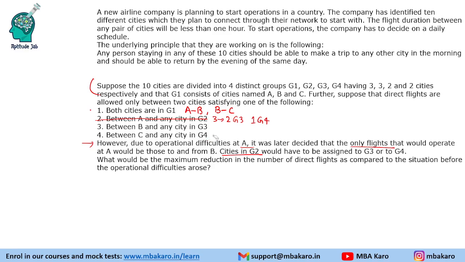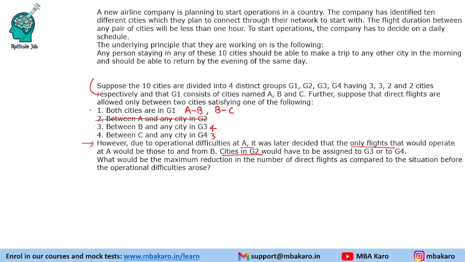You can take all 3 to one of these, or you can take 2 to one and 1 to the other. The answer will not be impacted. So now let us say G3 has 4 cities and G4 has 3 cities. Now we need to find the maximum reduction in the number of direct flights as compared to the situation before the operational difficulties arose.